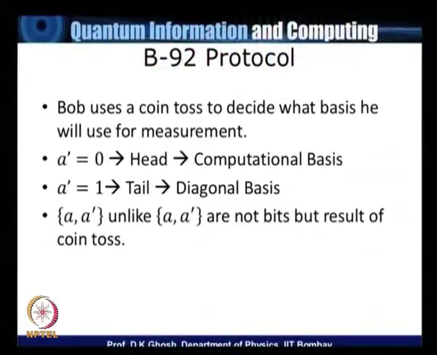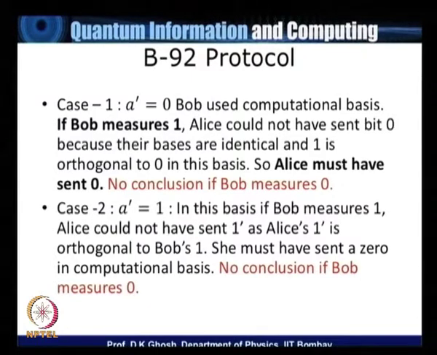In the second case, suppose the basis that Bob has chosen is diagonal, and Bob measures 1 again.